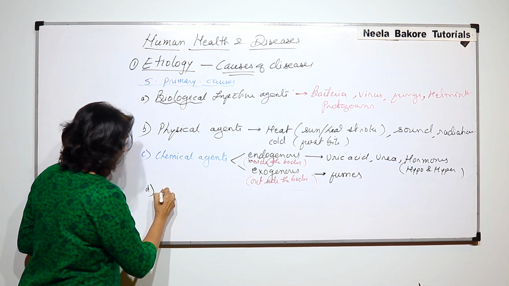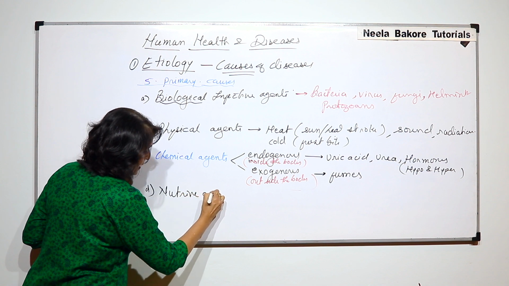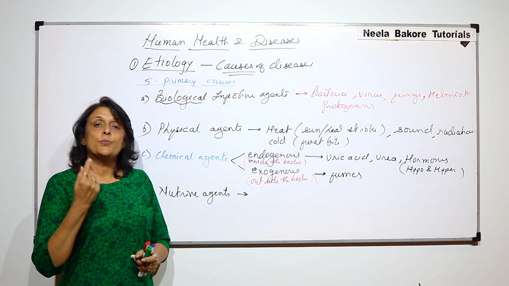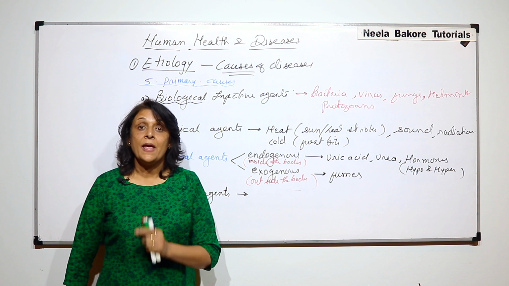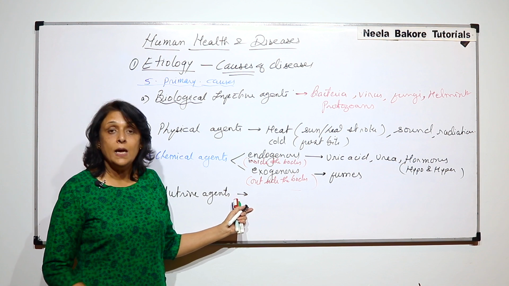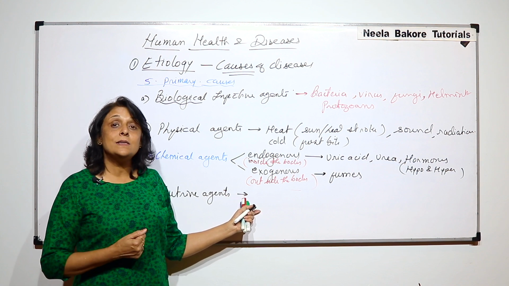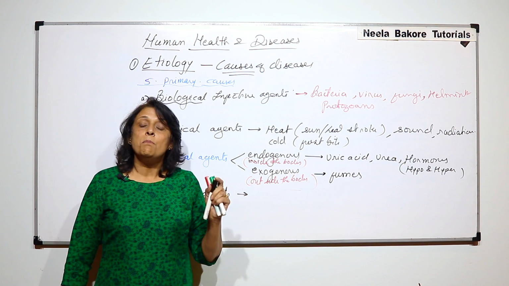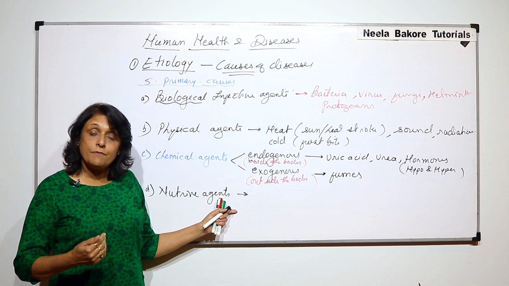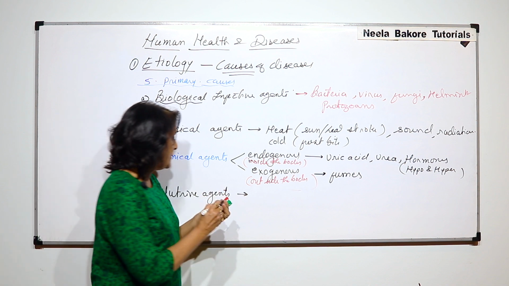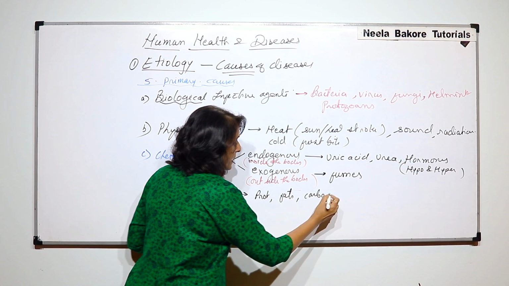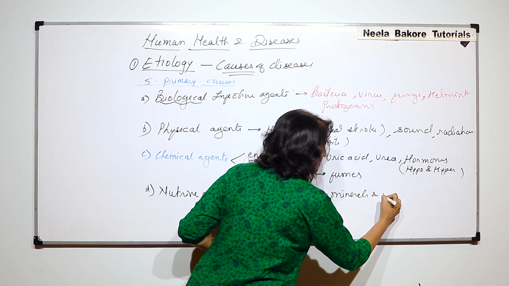Next, nutritive agents. We know that we need a balanced diet. There should be proper quantity of proteins, fats, carbohydrates, minerals, vitamins. If proteins, carbohydrates are not in sufficient quantity, then we call it malnutrition. And there are diseases like kwashiorkor and marasmus. Minerals, if they are less, then that also results in diseases. Vitamins, if there is deficiency of vitamins, those also result in diseases. So those can be proteins, fats, carbohydrates, minerals, and vitamins.